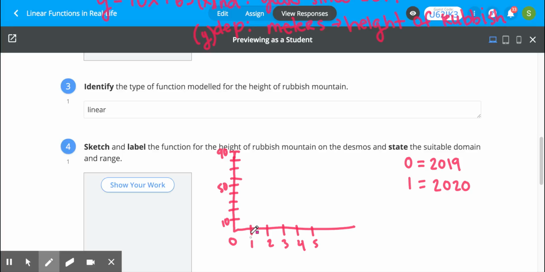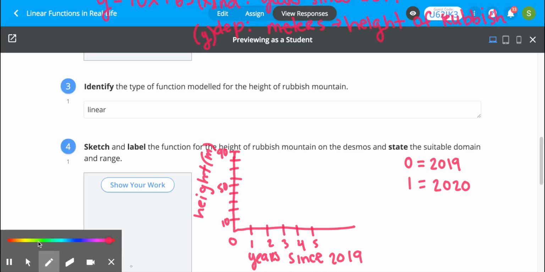The other piece, and of course I need to graph it, but the other piece that's important is for me to actually label my axes. I said that my independent variable was what? It was the years since 2019. Indicate that. Are there units that are important to us? Our dependent variable, which I still see written up here, is the height of the rubbish mountain in meters.